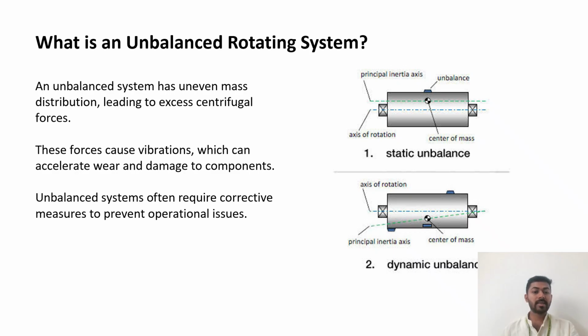Unbalanced rotating systems have uneven mass distribution leading to excess centrifugal forces. Now let us understand the unbalanced rotating system. A system is said to be unbalanced when the mass is not evenly distributed about the axis of rotation. Due to this uneven distribution, a centrifugal force is generated which causes vibration and instability. This vibration increases with speed and can become very dangerous in high-speed machines. These forces cause vibration, which leads to wear and damage to components. Unbalanced systems often require corrective measures to prevent operational failures. The types are static unbalance and dynamic unbalance.